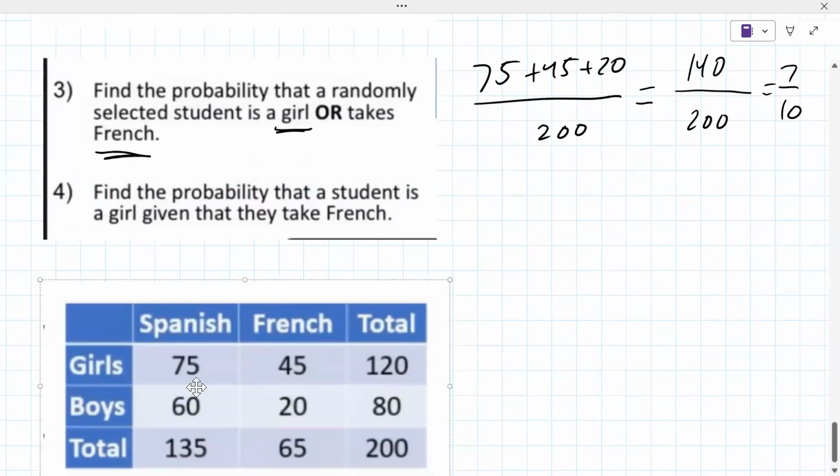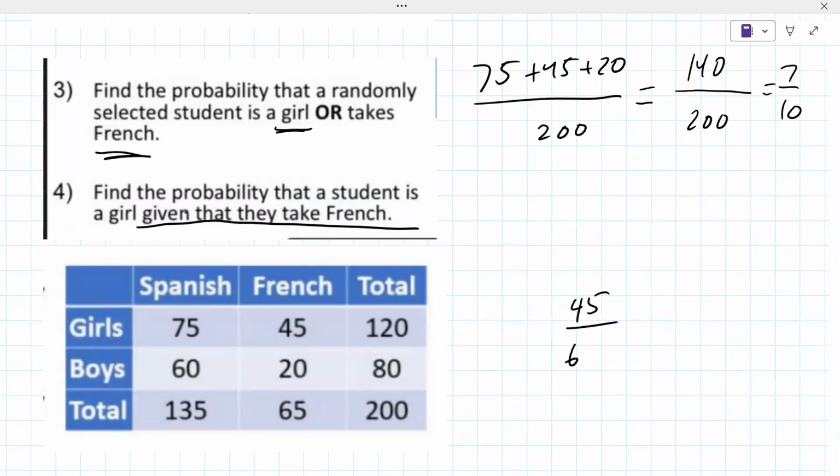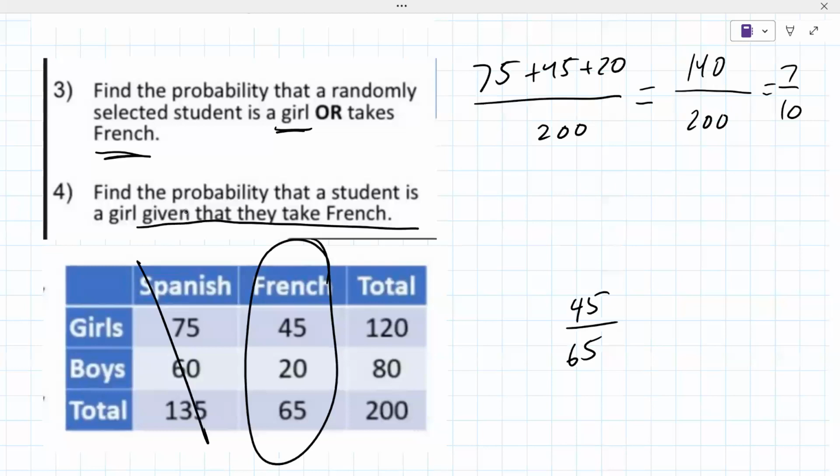All right, number four. This reduces it to a row or a column, when you see the words given that. Given that they take French. Find the probability that a student is a girl given that they take French. So now I would divide 45 over 65. Yes, because given that they're French, you don't care about any of these other things. So 45 over 65, which is 9/13.